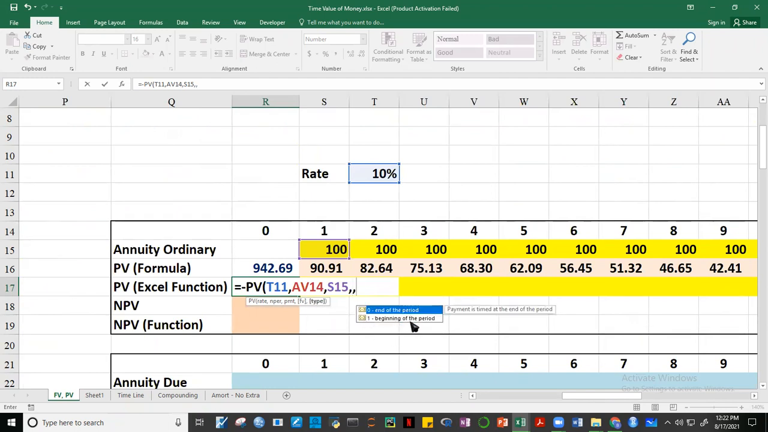And then dito na guys sa dulo, no? So what do we put here? 0 or 1? 0 is at the end of the period. So that means annuity ordinary. 1 means at the beginning of the period, guys. So that means annuity due. Okay, ano annuity ito, guys? Is this ordinary or due? Okay, thank you. Ordinary, no? So you're correct.